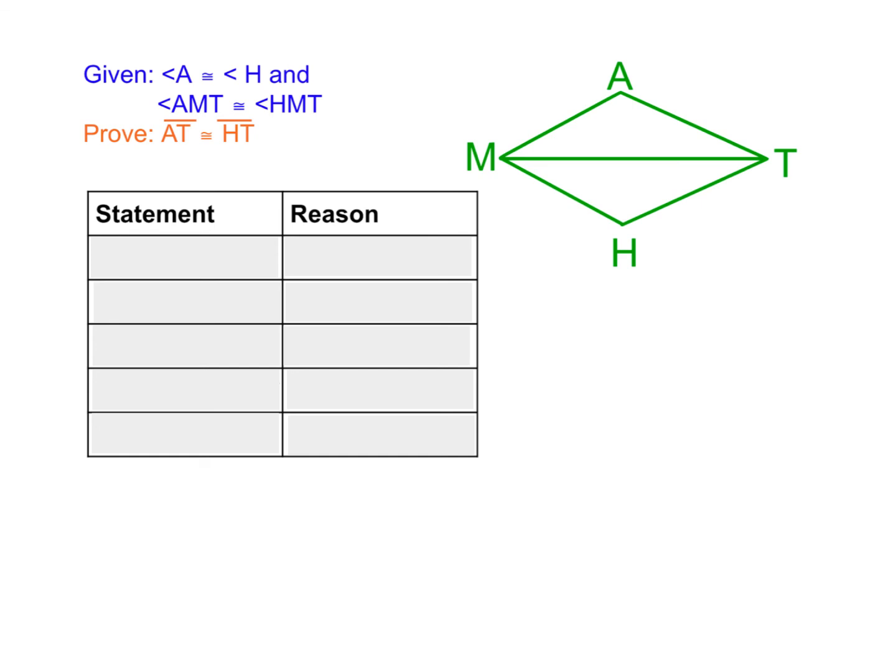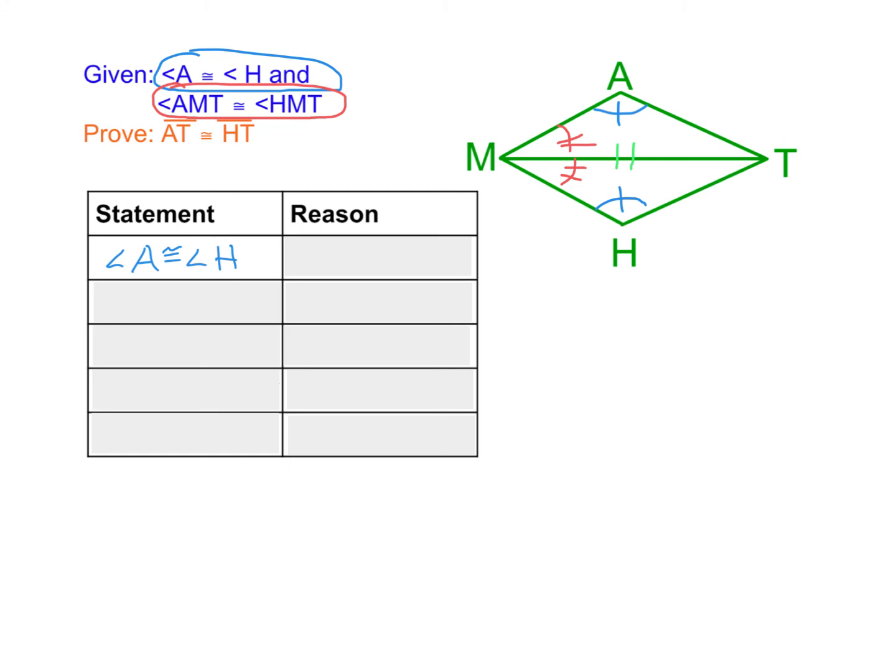So let's take a look at one more two-column proof. In this one, we're given that angle A is congruent to angle H. So we can mark angle A as the same measure as H. We're also given that angle AMT is congruent to angle HMT. AMT is that angle right there, and HMT is the one right below it. And then if we look at the triangles, they overlap on top of side TM, so we can mark that side the same. So those are the three congruencies that I want to put in my statements and reason boxes.